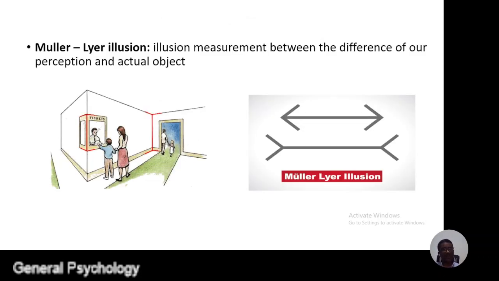So such kind of illusion, perceptual illusion, can be measured by the Müller-Lyer formula, which is called the Müller-Lyer illusion. So Müller tried to explain and justify illusion. The measurement of the difference between our perception and the actual object is called the Müller-Lyer illusion.